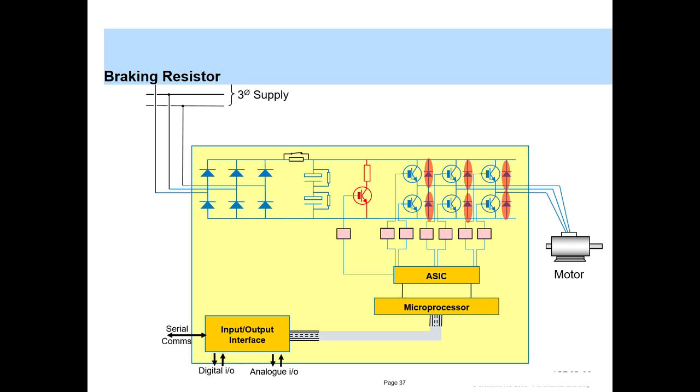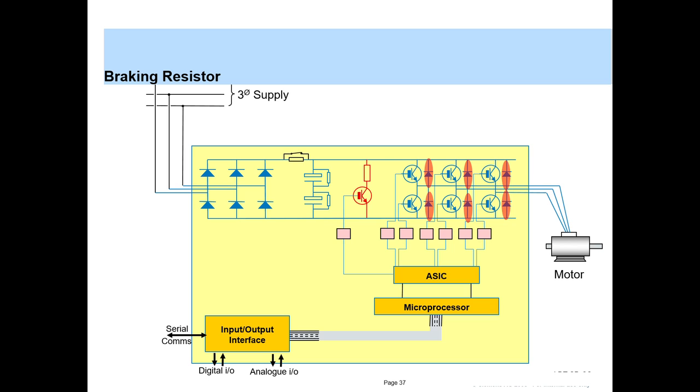So basically when a motor is regenerating, the freewheeling diodes conduct and rectify the generated voltage from the motor. These diodes will convert this power from the motor into a DC supply, and this DC supply continues to charge the DC link capacitor.